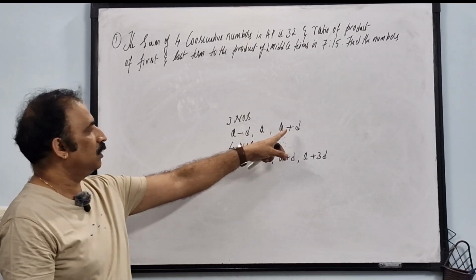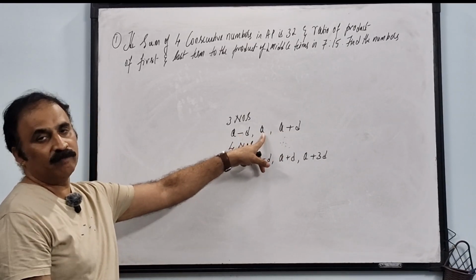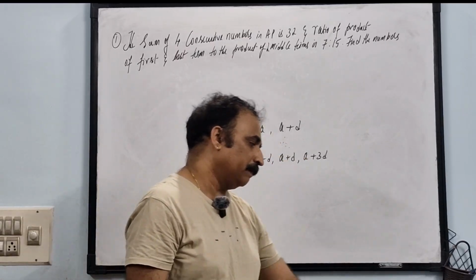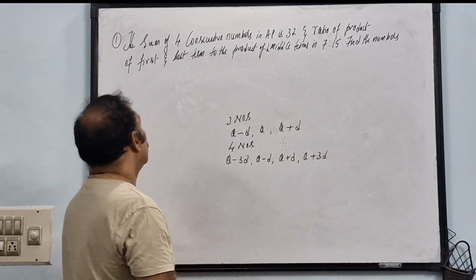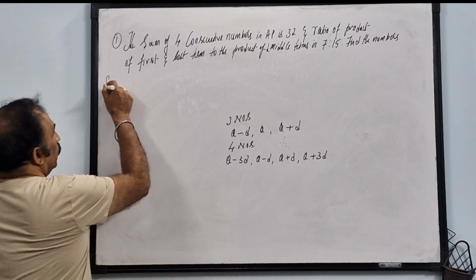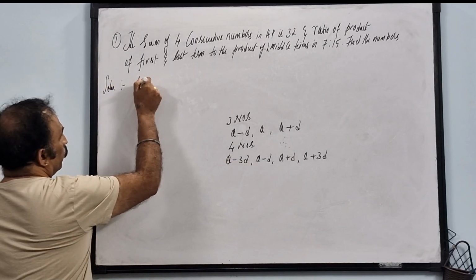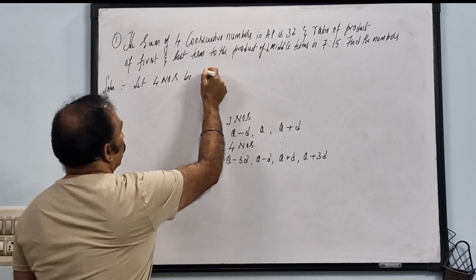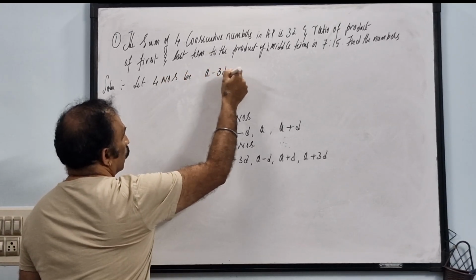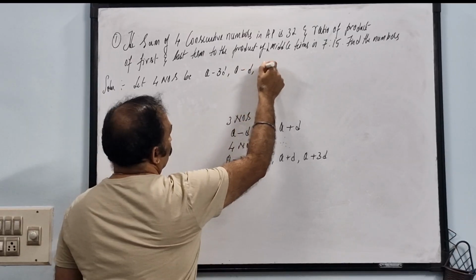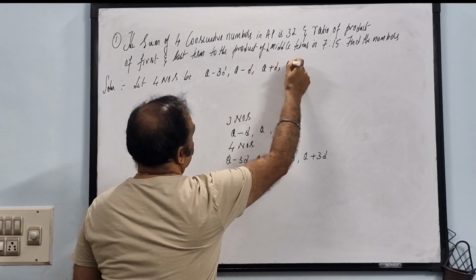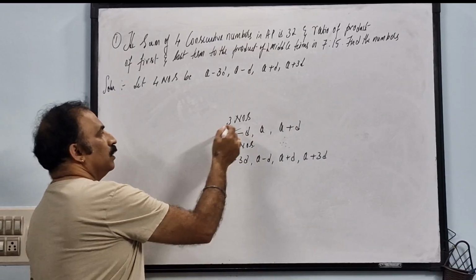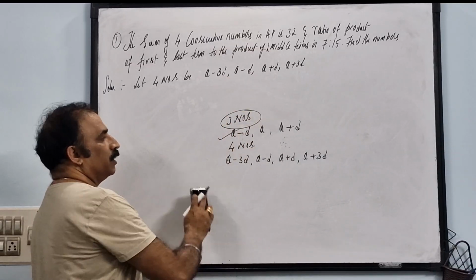Now why is it minus D and plus D? Because if a number is in AP, one term back you have to subtract D and one term forward you have to add D. Now this is for 4 numbers. So we will say let the 4 numbers be A minus 3D, A minus D, A plus D and A plus 3D. These are the 4 numbers. If it is 3 numbers, you are going to apply the other one. Basically, this one will be asked. This is the extra part which is being taken up.